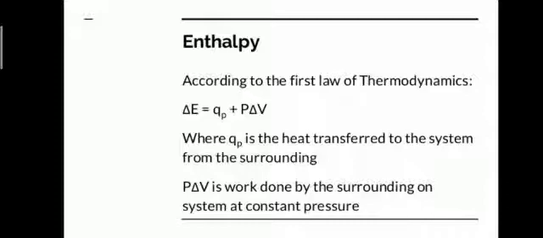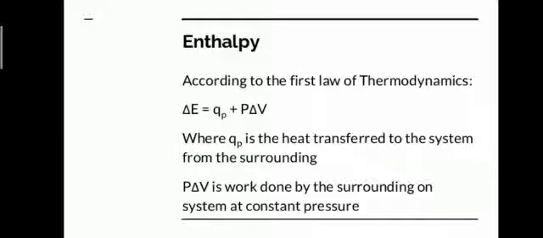What is enthalpy? According to the first law of thermodynamics, del E is equal to QP plus P del V, where QP is the heat transferred to the system from the surrounding. P del V is the work done by the surrounding on the system at constant pressure, which we have calculated previously. So we can rearrange this equation as QP is equal to del E plus P del V. P del V is the pressure volume work.